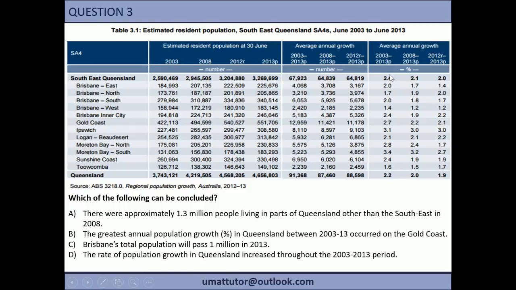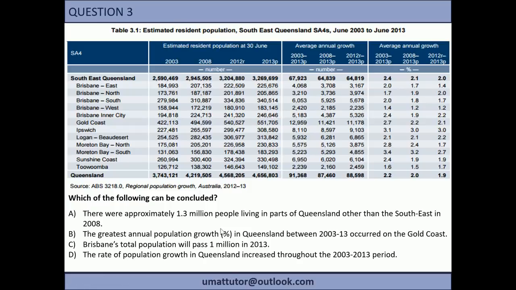So if we look down this column, the biggest number I can see is actually here for Moreton Bay South, whereas the Gold Coast is a bit less at 2.7. So that suggests that option B is not correct. I think the reason why they put it in there is because in terms of real raw numbers, the Gold Coast did increase the most, but proportionally, or as a percentage, it wasn't the highest because it had a very big population to begin with, as per what I was mentioning before.